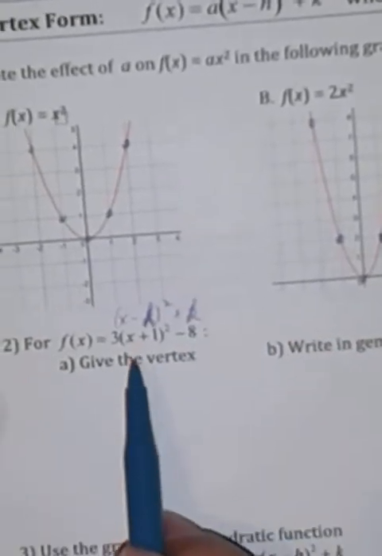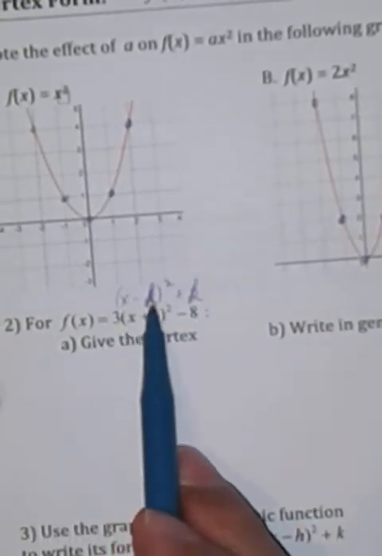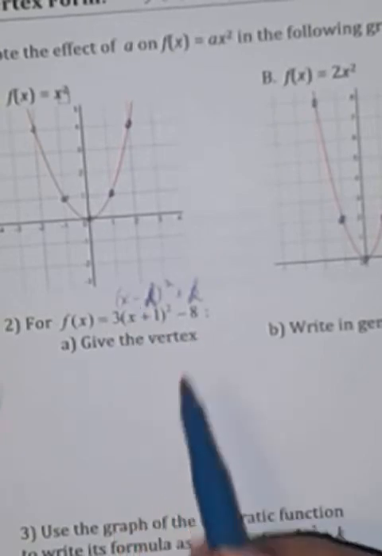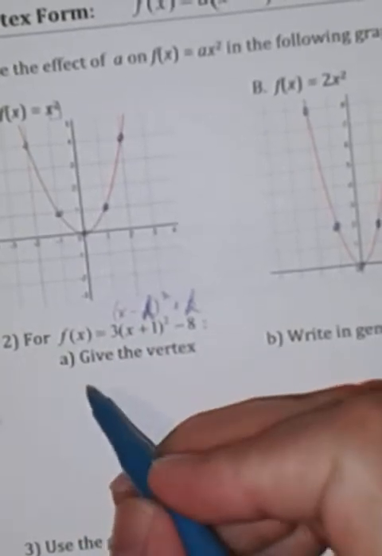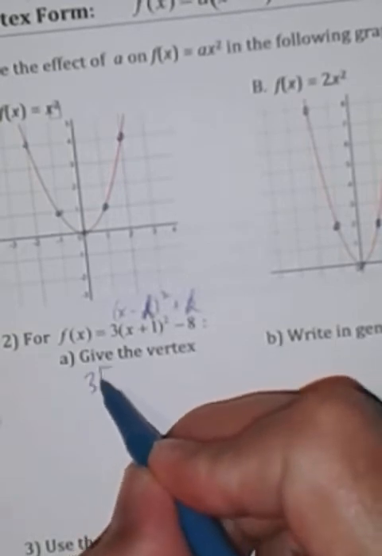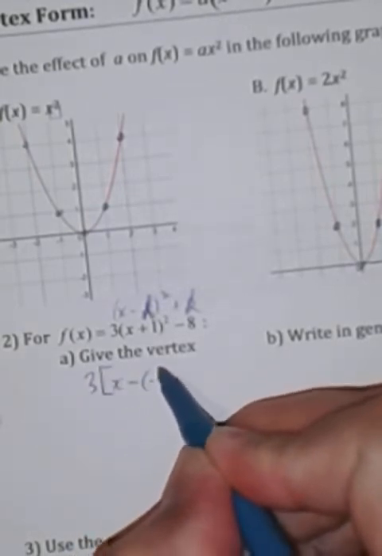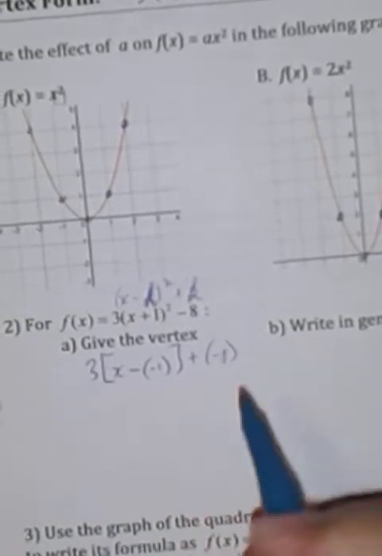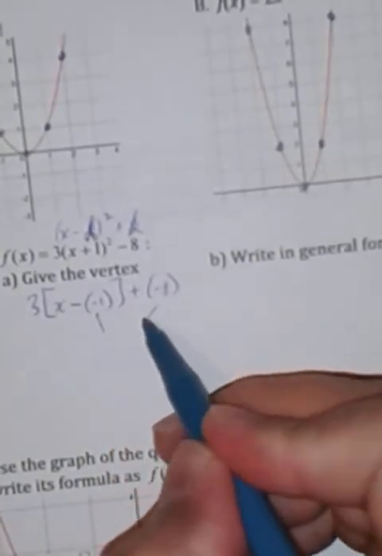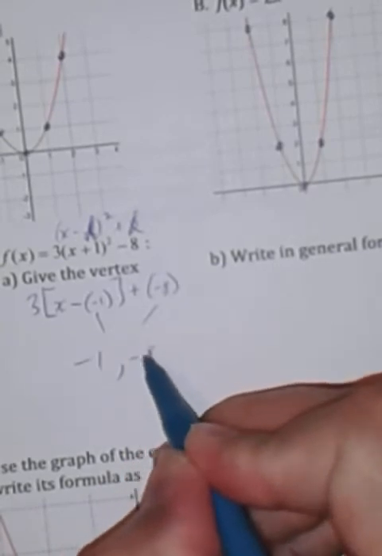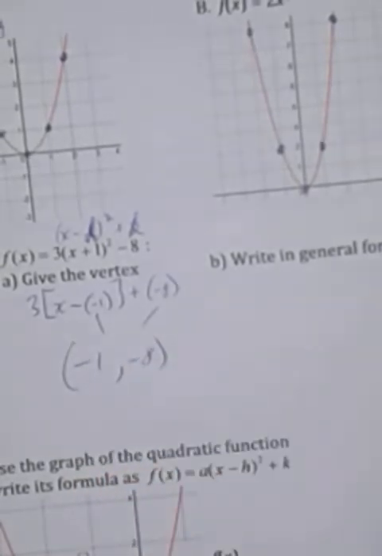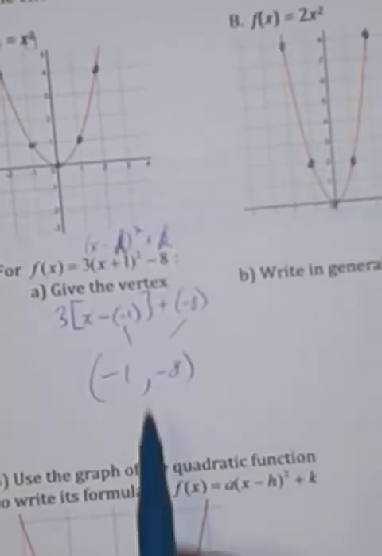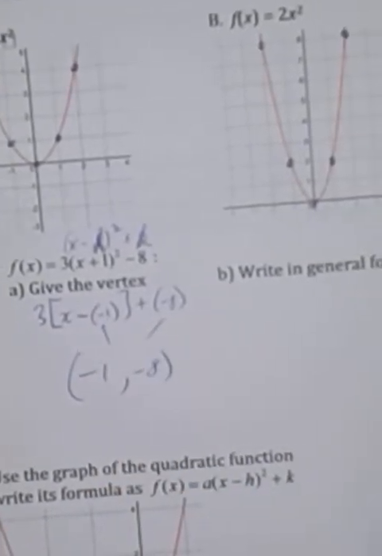The vertex is (h, k). So x minus h: if I look at x plus 1, I want to think of it as x minus negative 1. So this is going to be 3 times (x minus negative 1) squared plus negative 8. So there's my vertex, right? It's negative 1, negative 8. Notice it's f of x equals, I just don't need to write all that because I'm only looking at my h and my k.